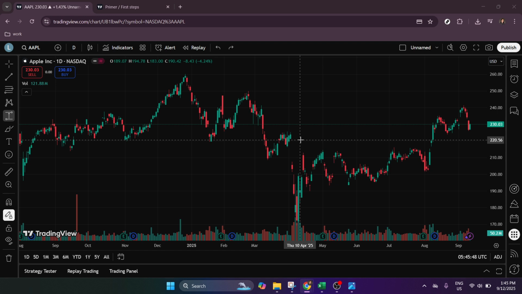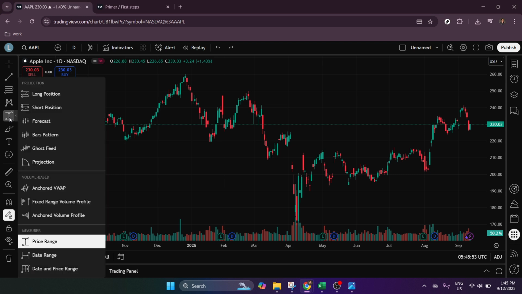Now, navigate towards the Date Range tool. This tool allows you to measure the duration between two dates on your chart, an extremely handy feature if you're trying to study how particular events or market trends have developed over time.